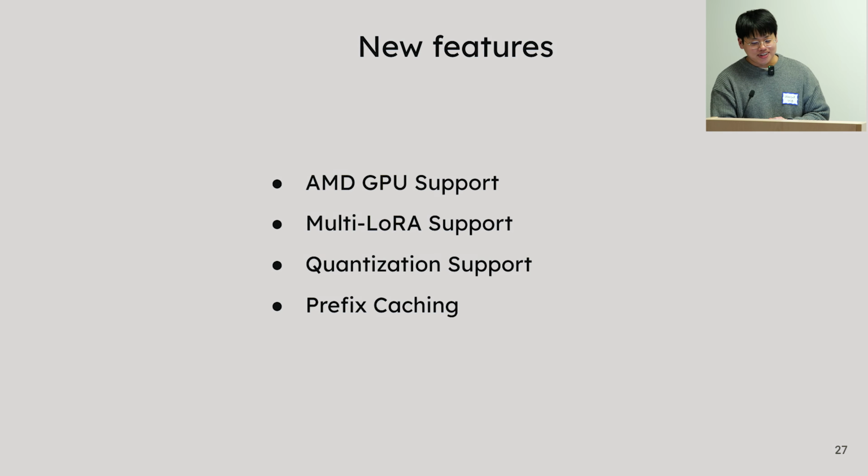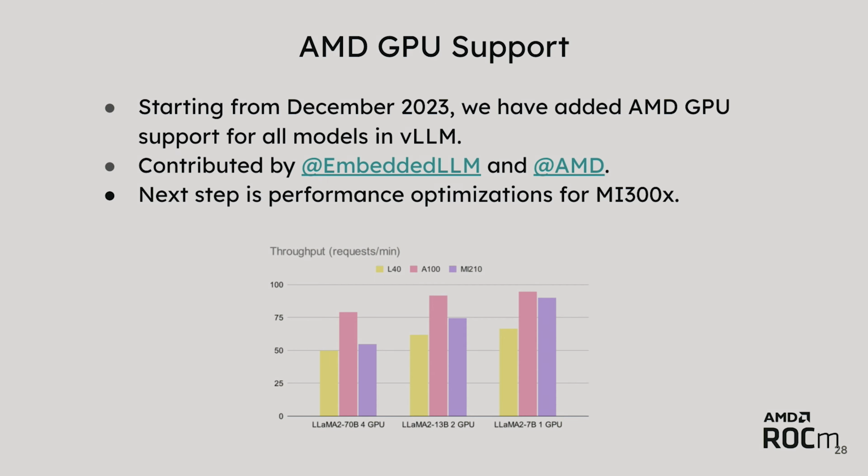Okay, on the feature side, we've added support for AMD GPUs, multi-LoRA serving, quantization, and prefix caching. Let me go over them very briefly. Okay, starting from December 2023, we have added AMD GPU support for all models in vLLM. The support was contributed by the startup Embedded LLM and also AMD. We're actively collaborating with both teams to optimize vLLM's performance on AMD GPUs, especially MI300X. And in this event, we have Hai here. Could you raise your hand? Okay, yeah, he's there, but you can catch up with him if you're interested in AMD GPUs.